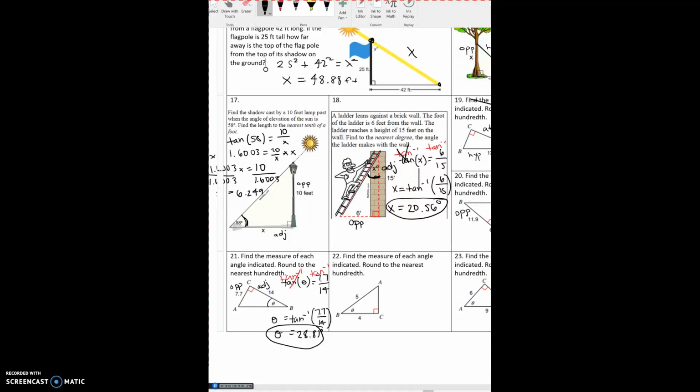That's where we're going to stop, and I will continue on in part 2 of Unit 10 review.